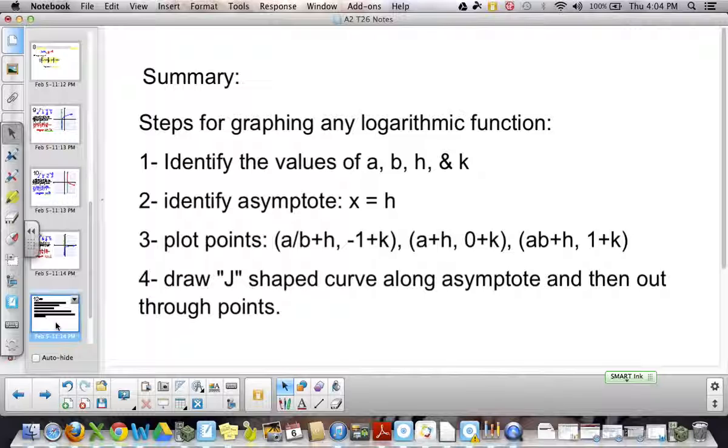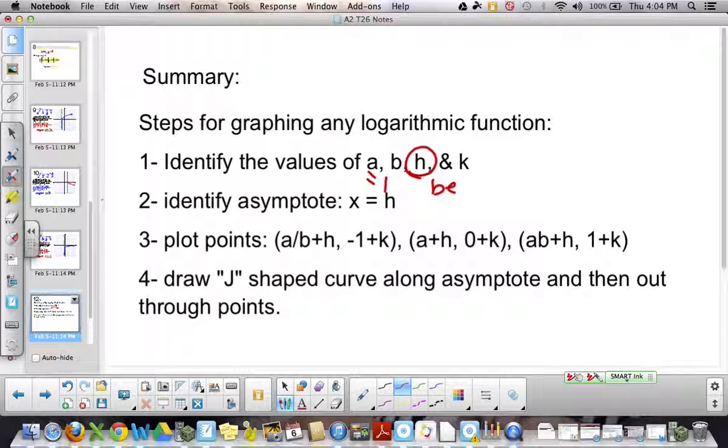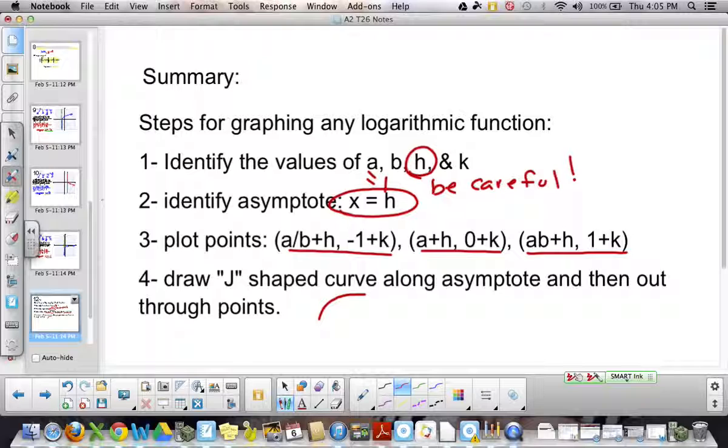So, quick summary again for the steps of graphing any logarithmic function. Identify those values of a, b, h, and k. Right, a is almost always equal to 1. Again, be careful with h. Identify your asymptote, which is just going to be the vertical line, x equals h. And then again, plot the 3 points, adding h to each of your x coordinates, adding k to each of your y coordinates. And then we have the kind of reflected J-shaped curve. It's actually more like this now, right? All right, and that's all there is to it. That's graphing a logarithmic function.